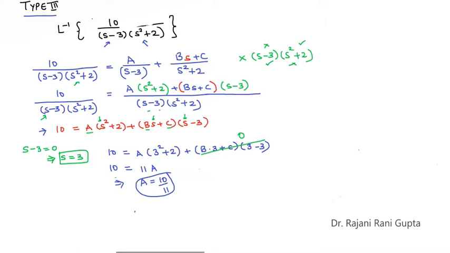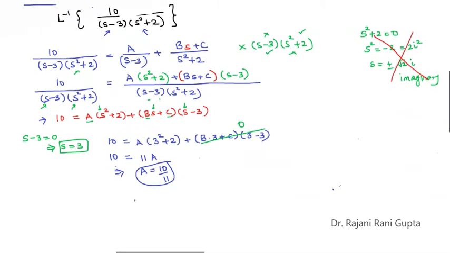So if we look at the other term which is in the denominator, s square plus 2. If I substitute this equal to 0, it gives me s square is equal to minus 2, which I can write as 2 iota square. So it gives me the value of s as plus minus root 2 iota, which are imaginary values. Okay, so we are not going to work on these values because it will increase the complication.